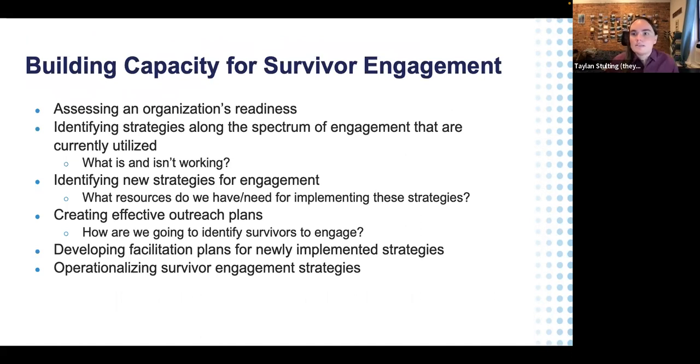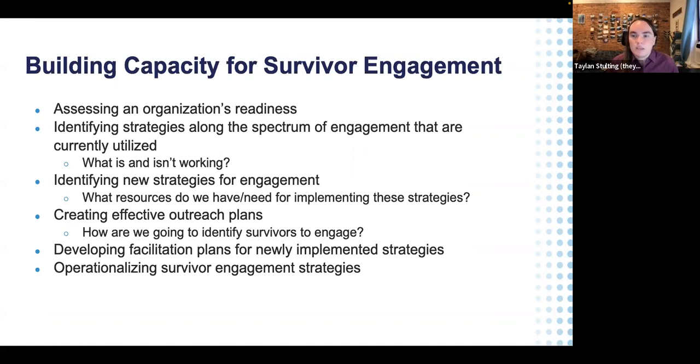So just to wrap it up before we open the floor up to questions, when we think about building capacity for survivor engagement, one of the first things that you want to do, and this is something that we are able to help with through TARP, is assessing your organization's readiness. Every organization, again, is going to be at a different spot along that spectrum. And so recognizing where are we now, where do we want to go, and why do we want to go there? And then starting to think about what are strategies that can help us get there.